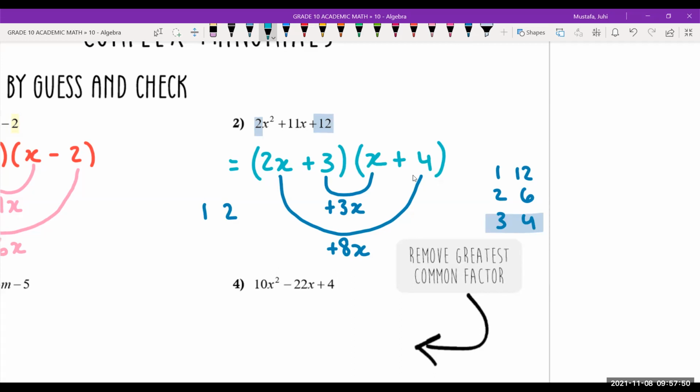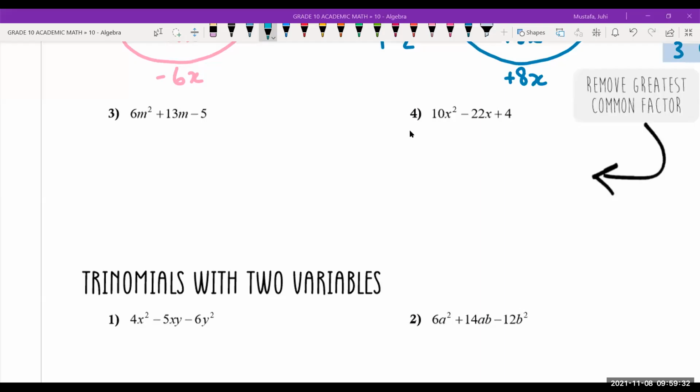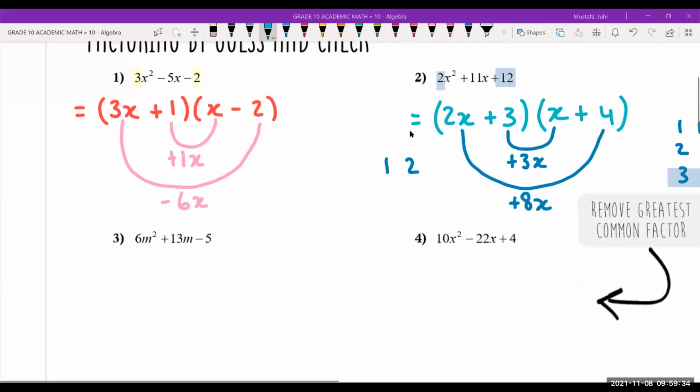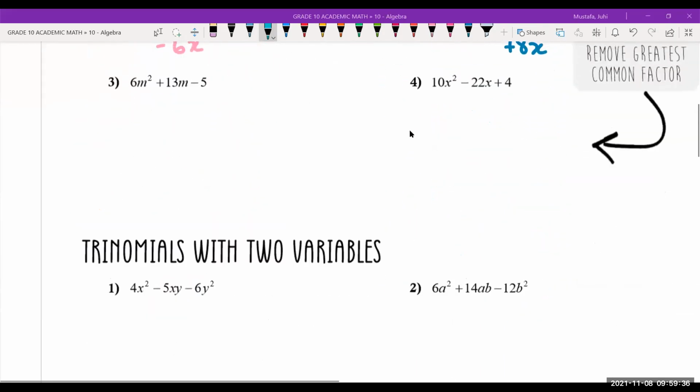Go ahead and FOIL it and see if you get back to the original question. If I am going too fast, let me know. Let's try question number 3.